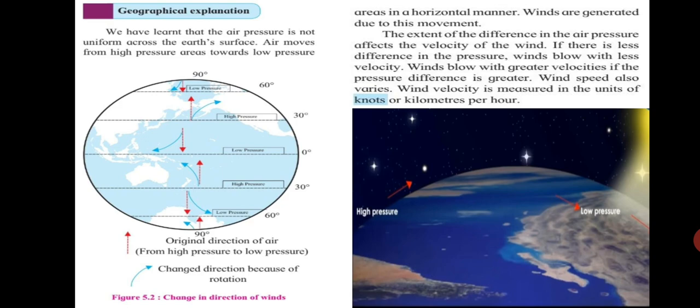If there is a difference in air pressure in a particular area, suppose there is high pressure and simultaneously in another close by area there is low pressure, winds will blow from high pressure towards the low pressure. If there is less difference in the pressure, winds blow with less velocity. And wherever there is a big difference, the winds blow with greater velocities. Wind velocity is measured in the units of knots or kilometers per hour. So you have to remember that winds blow from high pressure towards the low pressure.